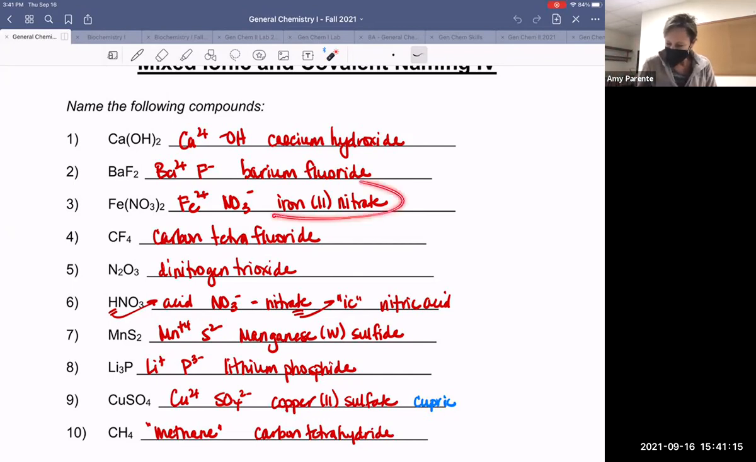Okay, so in this case, we've got iron 2 nitrate. We've got carbon tetrafluoride, another covalent compound, dinitrogen trioxide. Here we've got another acid. So remember, when we have an acid, it's an acid because it starts with H. So take the H off and look at the anion that's left. It's going to be a polyatomic ion. So name that polyatomic ion. In this case, it's nitrate. Anything that's ATE becomes IC. So that's going to be nitric acid.